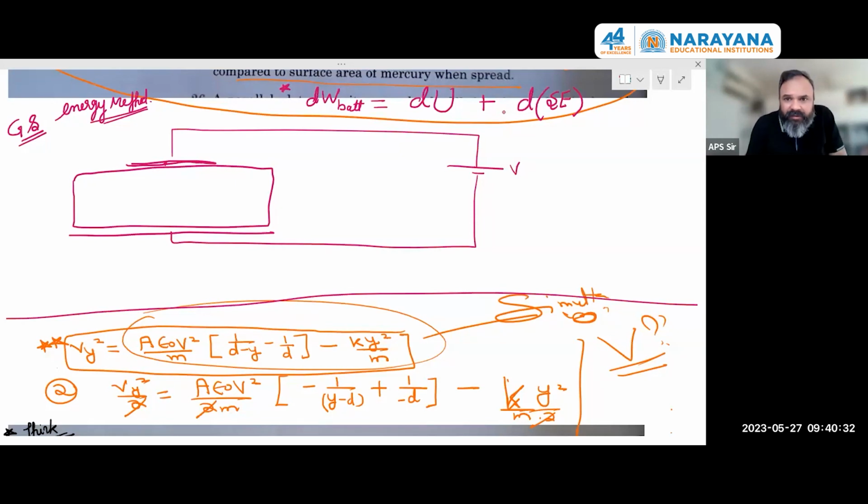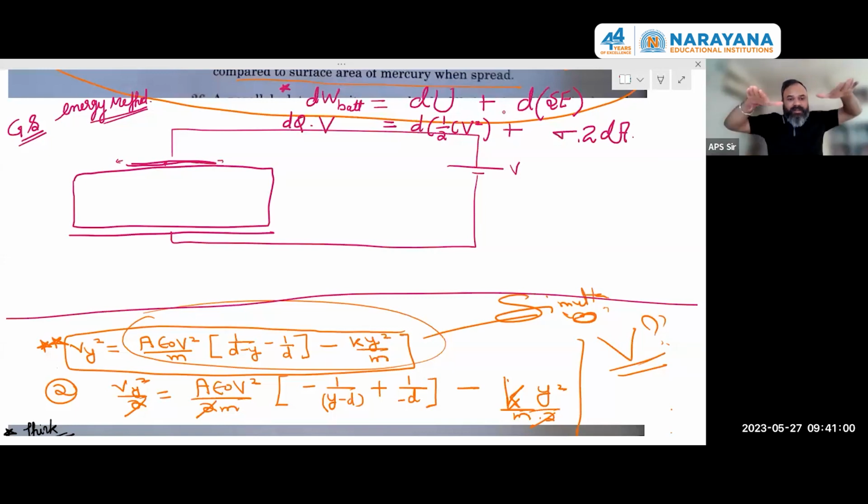Now, how do I perceive these terms? I say that dW here will be some dQ into voltage, and that dU here is d of some half CV square. And dU surface is like dA, like sigma is energy per unit area. And if this guy increases his area by dA, then because there are two surfaces, basically a factor of 2 dA. dA is the increase of area, but actually that mercury drop is not wetting the surface, so he is forming two areas, so 2 dA.